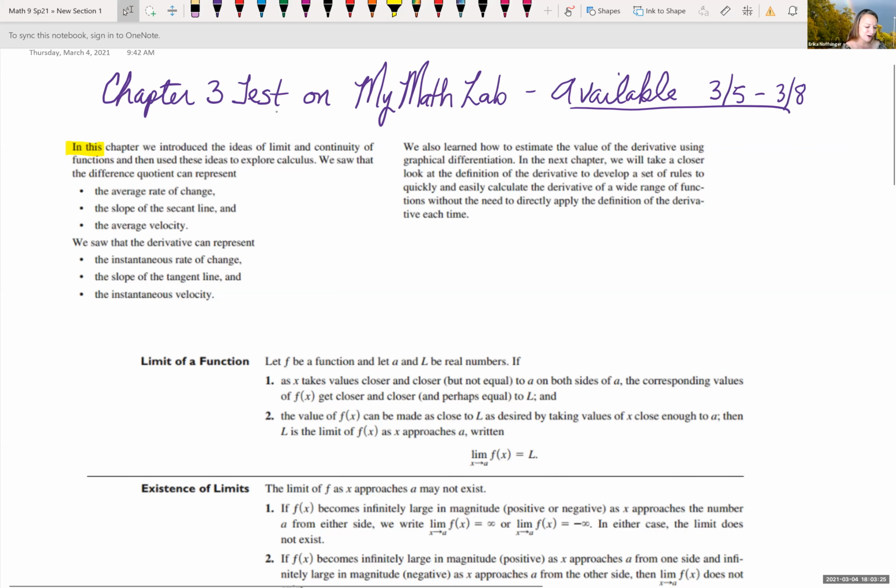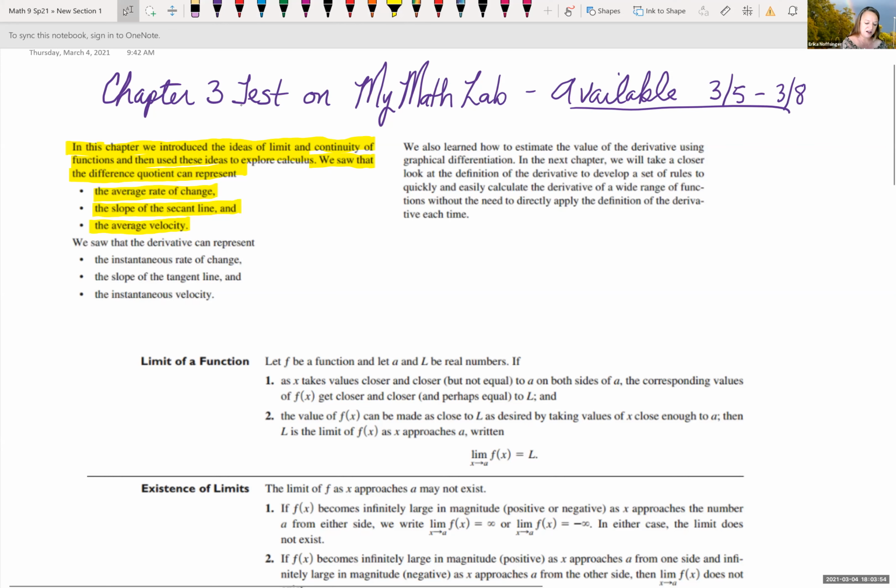Let's start this again. So in this chapter, we've introduced the idea of limit and continuity of functions, and then used these ideas to explore calculus. We saw that the difference quotient can be represented in the following way. So we've talked about the difference quotient being the average rate of change. We talked about it being the slope of the secant line and the average velocity.